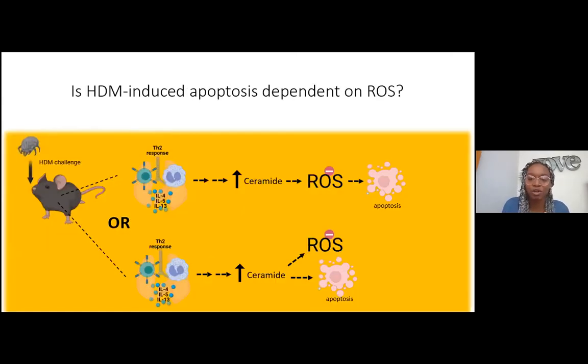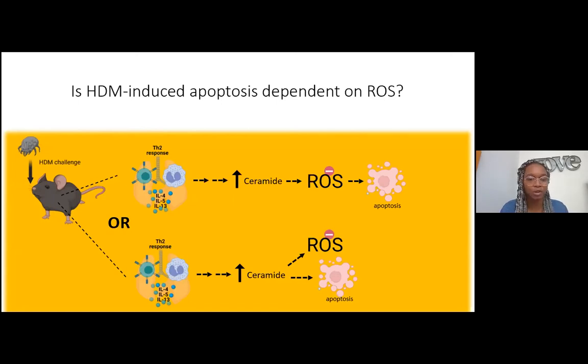Another question that arose during the study was whether the increased apoptosis observed in my HDM challenge mice was dependent on ROS. As most of you probably know, ROS can be harmful to cells when it gets beyond the homeostatic levels, causing extensive cell damage and leading to cell death. So this offers two possible scenarios in my HDM challenge mice.